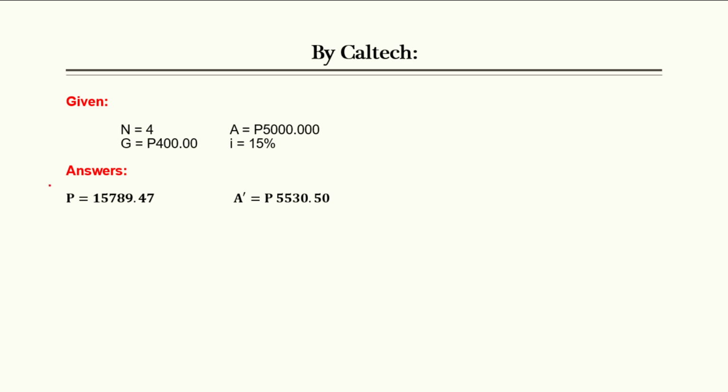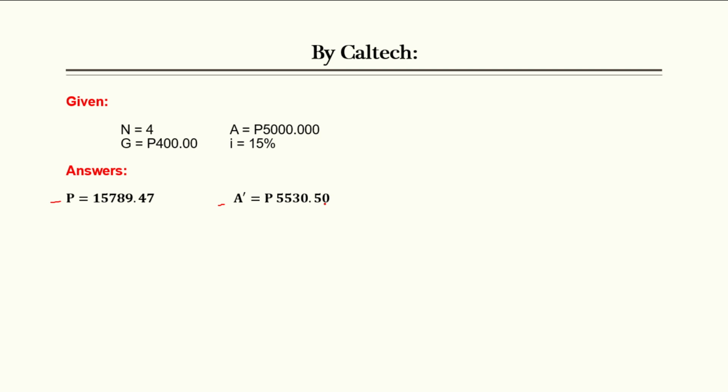But para mapadali yung buhay natin, syempre, nilagyan ko na ng calculator technique. Okay? Para hindi masyadong mahaba ang solution. So, by Caltech, kunin natin yung given. Ayan yung given natin. N is equal to 4, G is equal to 400, A is equal to 5,000, and I is equal to 15%. So, ito yung nakuha nating sagot, where P is equal to 15,789.47 and A prime natin is 5,530.5.